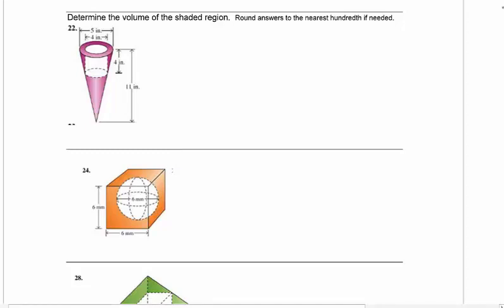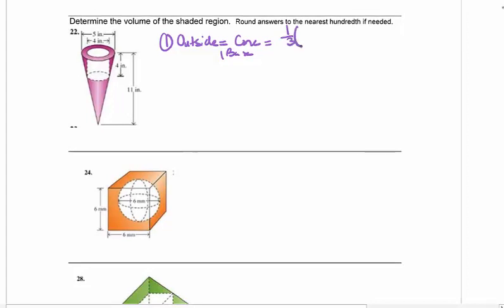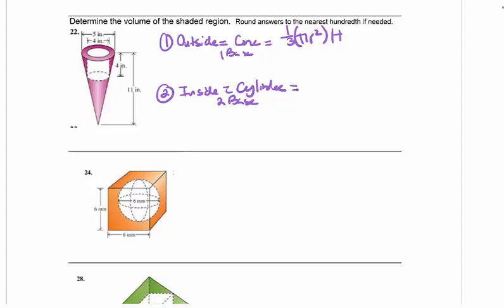So for 22, my outside figure should be a cone. And again, that's one base. So it's the area of the base times the height times 1/3. The area of the base is a circle, so it's pi r squared times the height. For my inside figure, I'm dealing with a cylinder. It has two bases, so the volume of this would be area of the base times the height. This is again a circular cylinder, so this would be pi r squared times the height.